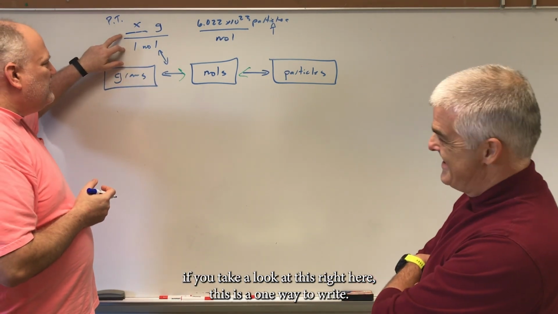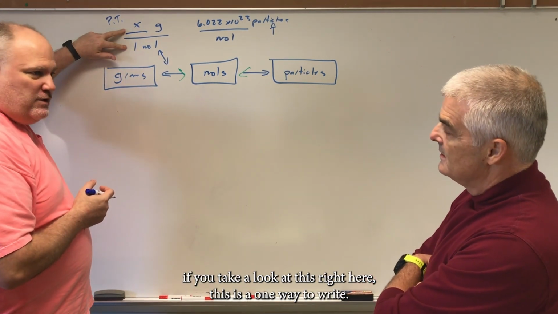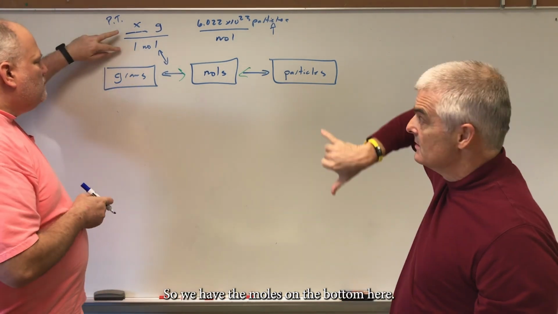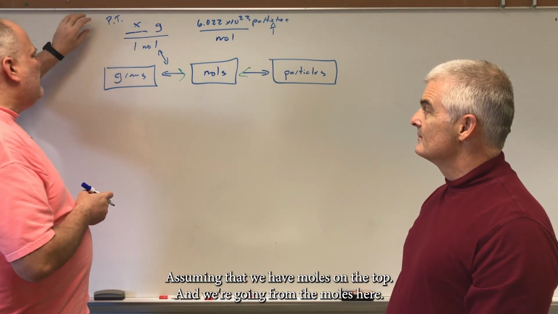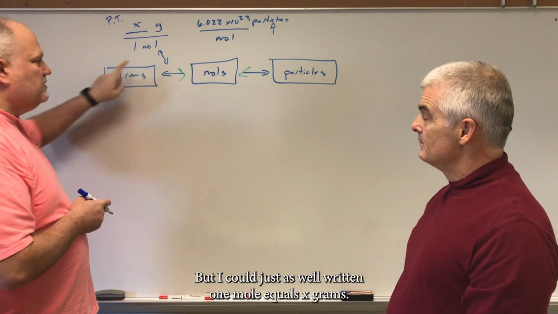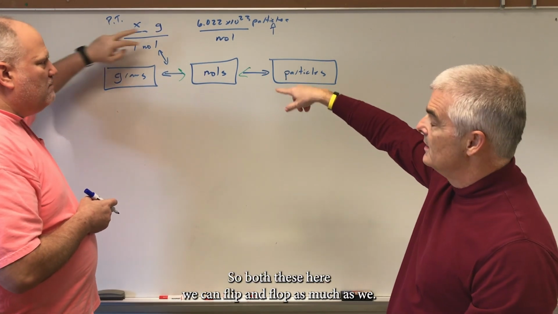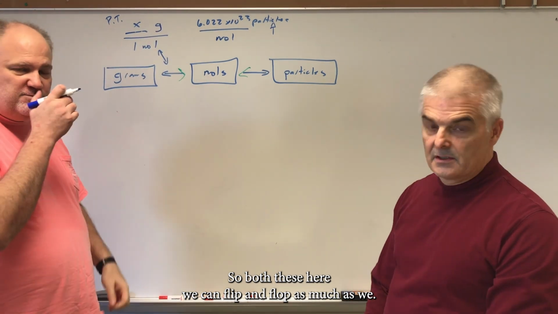If you take a look at this right here, this is one way to write a conversion factor, but remember, any conversion factor, you can flip it. So we have the moles on the bottom here, assuming that we have moles on the top, and we're going from the moles to somewhere else. I could just as well have written 1 mole equals X grams. And we could flip it over. Both of these, we can flip and flop as much as we absolutely can.